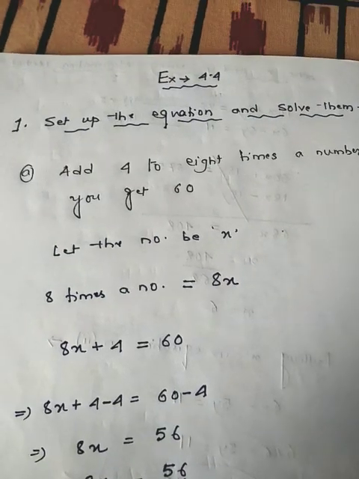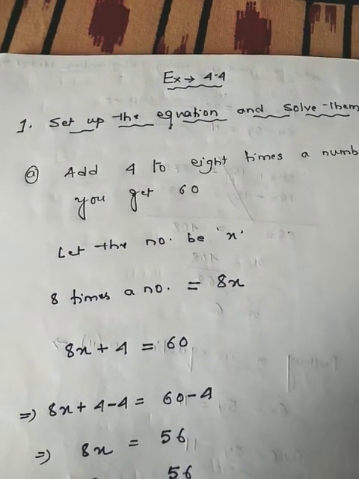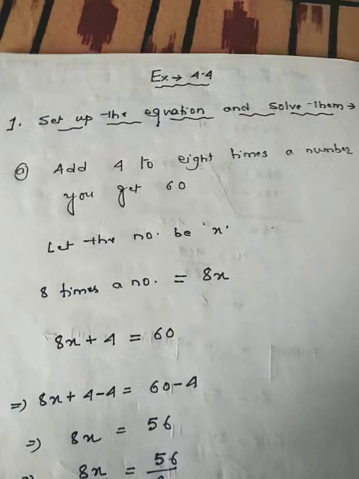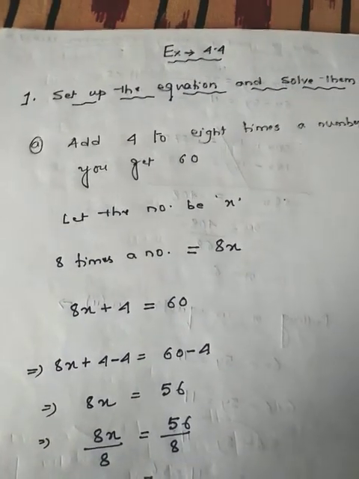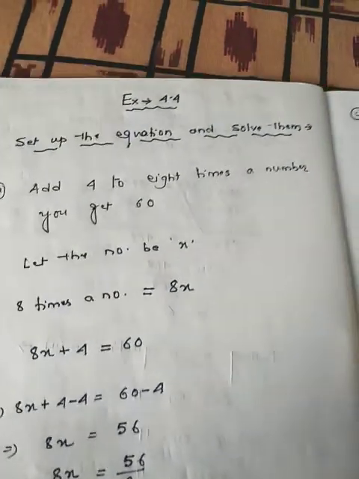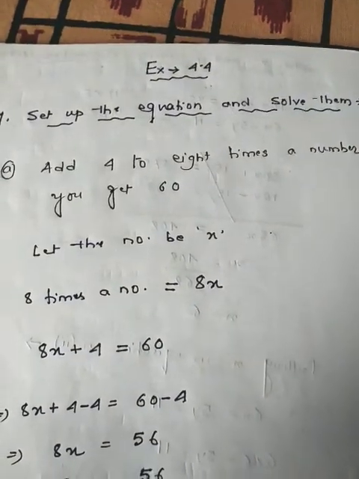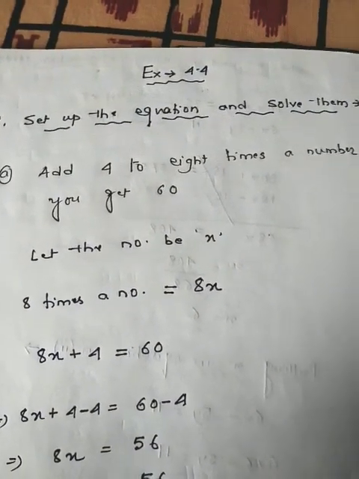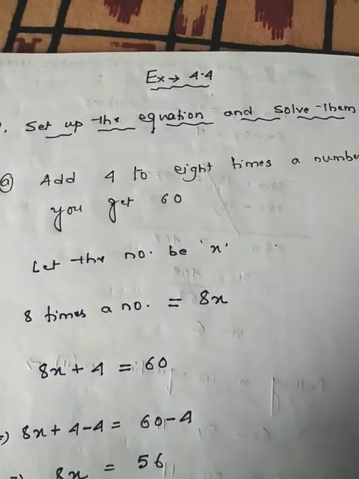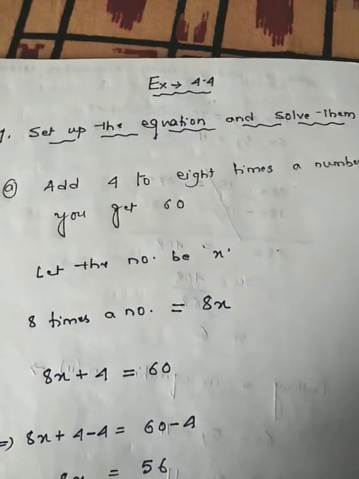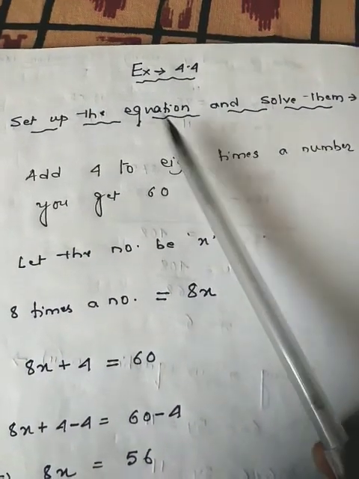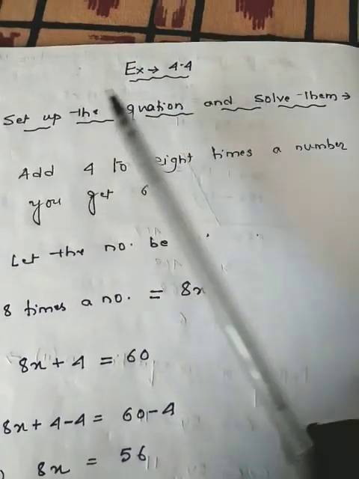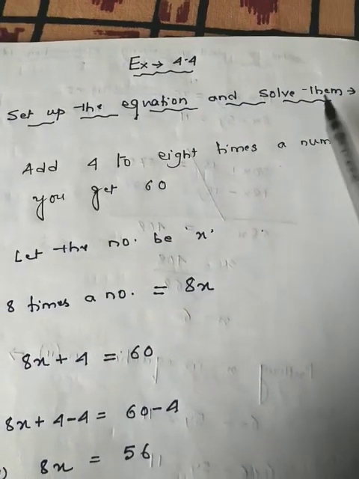Hello students, today we'll start exercise 4.4 and today's assignment is question number 1. In question number 1 there are 7 sums. From this exercise, word problems will be given. From each problem you have to set up the equation first, and then once you have set up the equation, you have to solve it also.